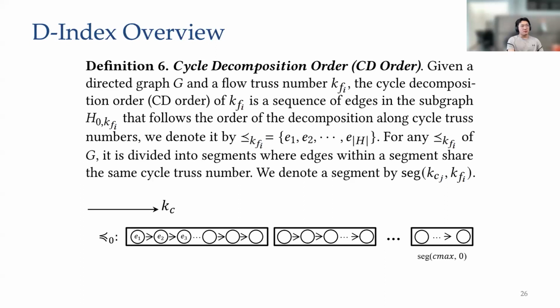The definition of the cycle decomposition order is given as a sequence of edges in the subgraph H that follows the order of the decomposition along the cycle trust numbers. We denote it by the sequence KFI, and any sequence KFI of G is divided into segments where edges within a segment share the same cycle trust number. We denote a segment by SEG KCI KCJ KFI.